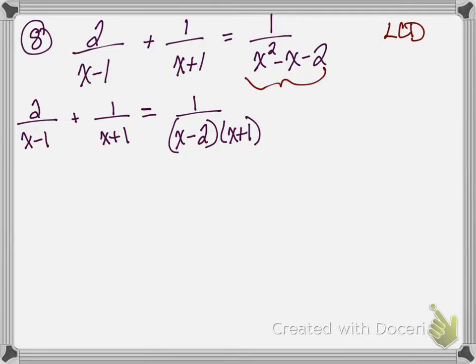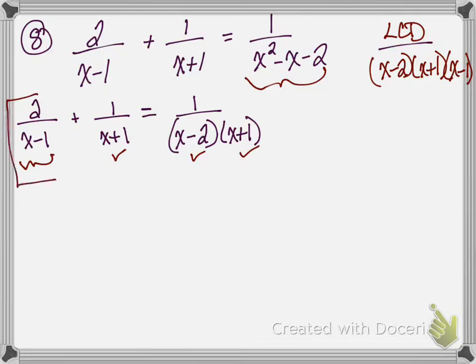So my LCD here, I'm going to start with my x minus 2 and my x plus 1. Okay, so I've got both of those covered. Then I've got my x plus 1 covered, but I don't have x minus 1. So x minus 1 is also part of my LCD. So I have 3 binomials as part of my LCD. And as you know, my next step is to multiply everything times my LCD.